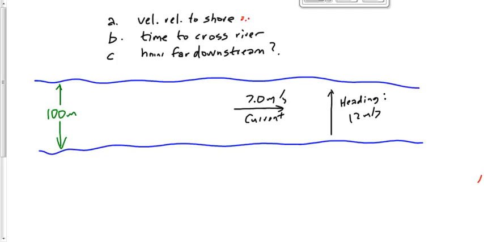Of course, if you head directly north across the river, but there's a river current that's going to the east, you know you're not going to end up directly across the river, right? You're going to end up somewhere northeast, right? How far downstream do you end up going? All right, that's the question.